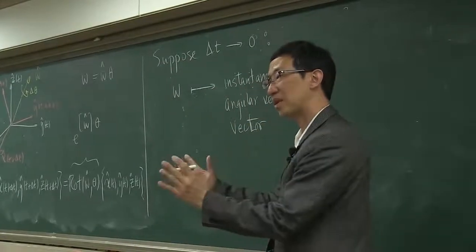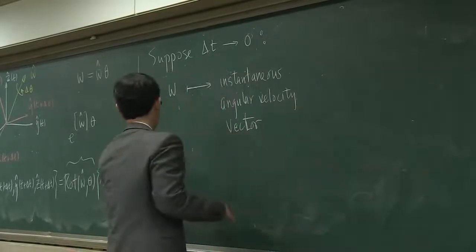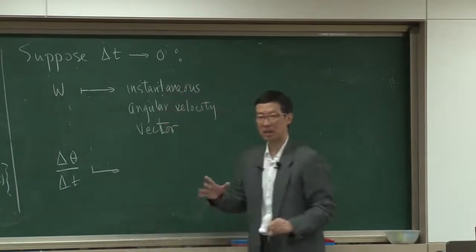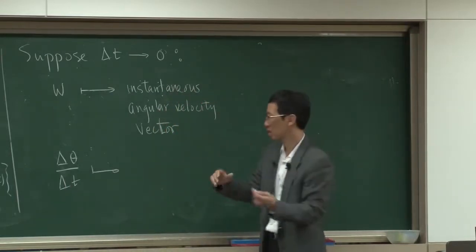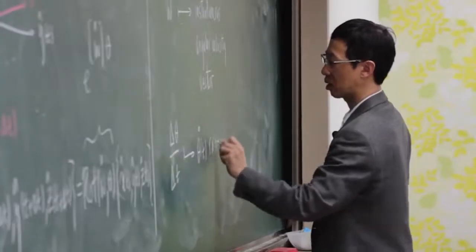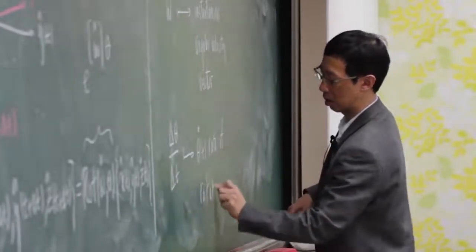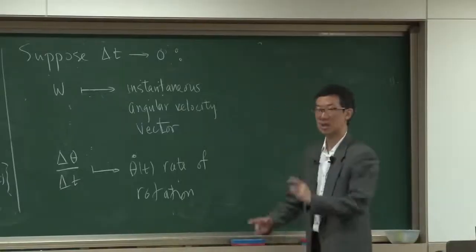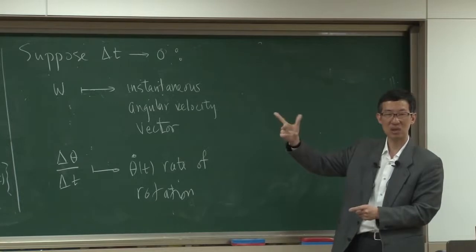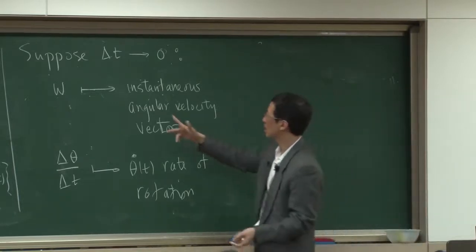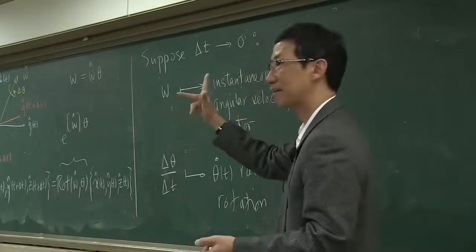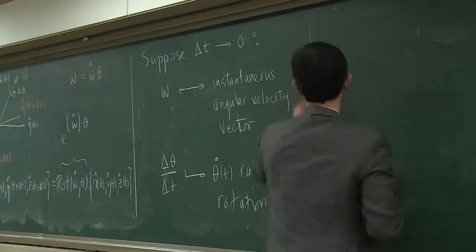As delta t becomes very small, delta theta over delta t in the limit goes to what? The rate of rotation. This goes to theta dot. It's the rate of rotation. So anytime an object, a frame, is changing orientation in a continuous way, you can associate it with this angular velocity vector. So think of that picture.